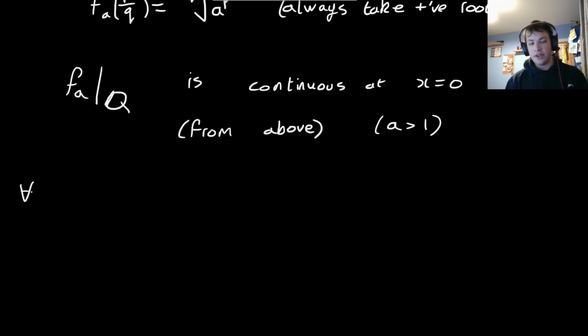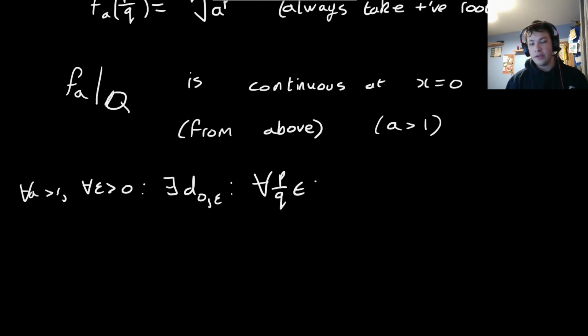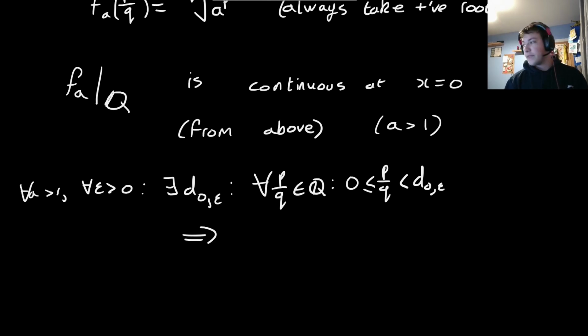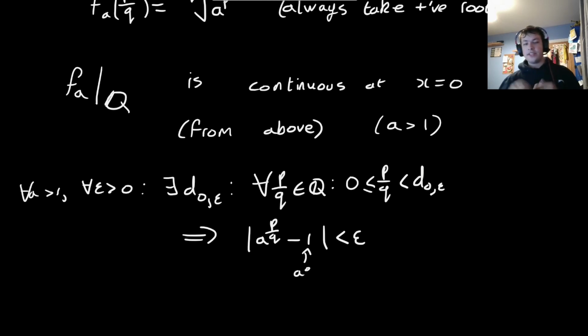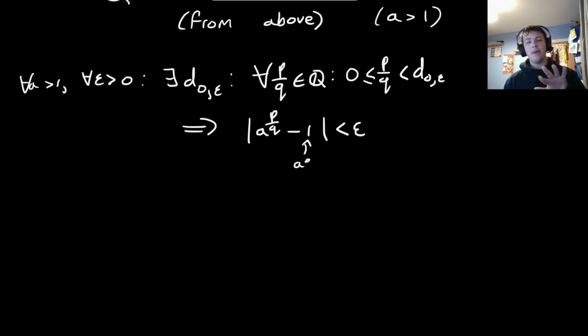So what we're saying is that whenever a is greater than 1, and if epsilon is greater than 0, then there exists some d_0(epsilon), so that for every rational number, if 0 is less than or equal to p over q is less than d_0(epsilon), then a to the p over q minus 1, because this is a to the 0, is going to be less than epsilon. So it's like continuity, but only for one side. We're not even going to worry about the other side of 0.